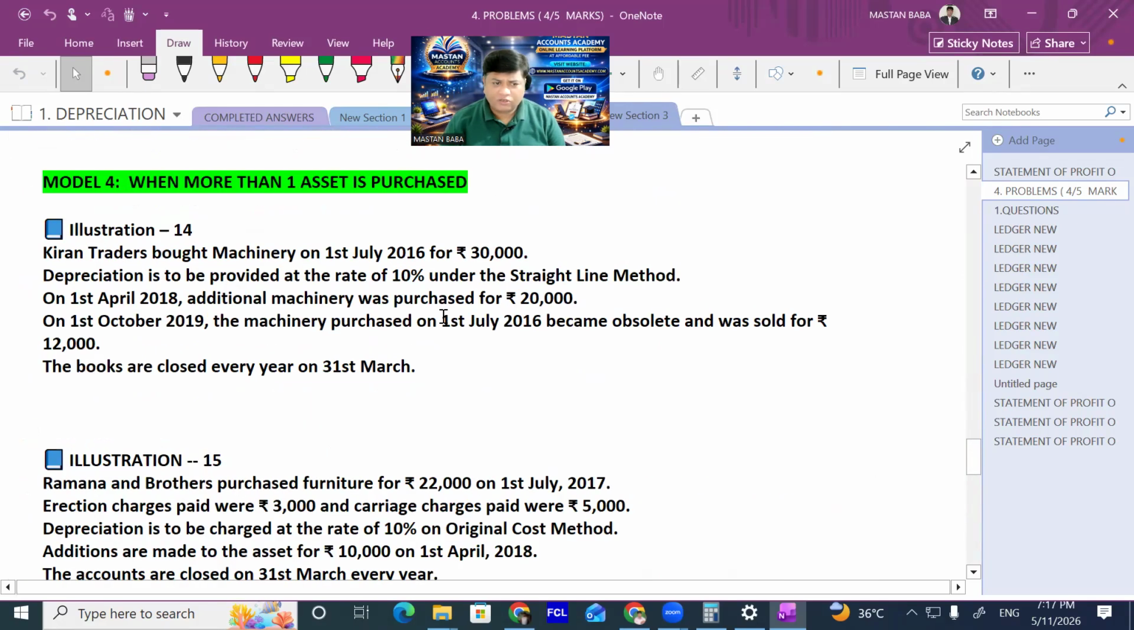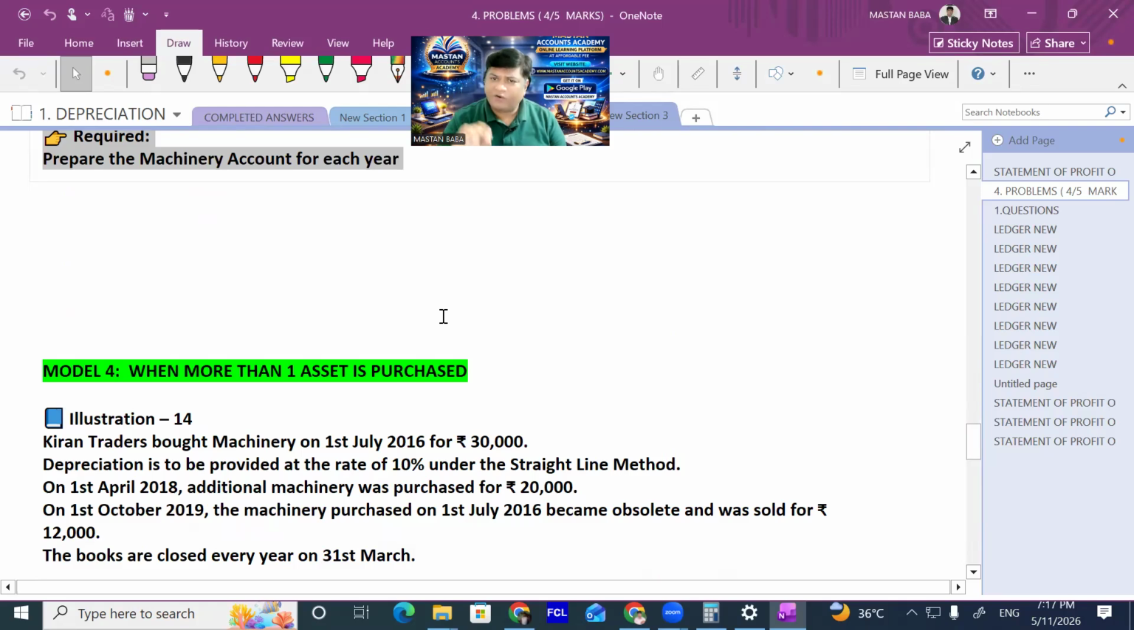ఈ మోడల్స్ ఎందుకు కవర్ చేస్తున్నానంటే ఫస్ట్ పాయింట్ సిలబస్ లో ఉంది కాబట్టి కవర్ చేస్తున్నాను. అట్ ద సేమ్ టైమ్ కొన్ని డెప్త్ పాయింట్స్ యాడ్ చేస్తున్నాను బికాస్ ఇట్ విల్ బి వెరీ వెరీ యూస్ఫుల్ ఫర్ యువర్ సిఏ ఫౌండేషన్, బీకామ్, బీబీఏ క్లాసెస్ కి చాలా చాలా యూస్ఫుల్ అవుతుంది. సో ఇన్ అవర్ నెక్స్ట్ వీడియో విల్ డిస్కస్ ద మోడల్ 4 when more than one asset is purchased.